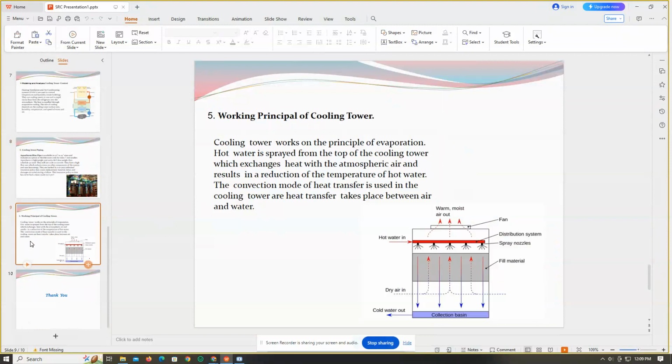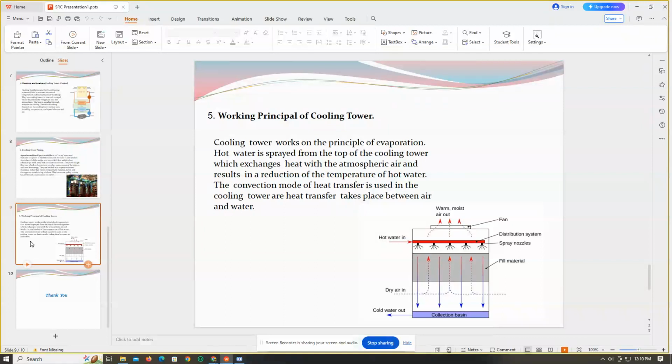Next, working principle of cooling tower. Cooling tower works on the principle of evaporation. Hot water is sprayed from the top of the cooling tower, which exchanges heat with the atmospheric air and results in a reduction of the temperature of the hot water.